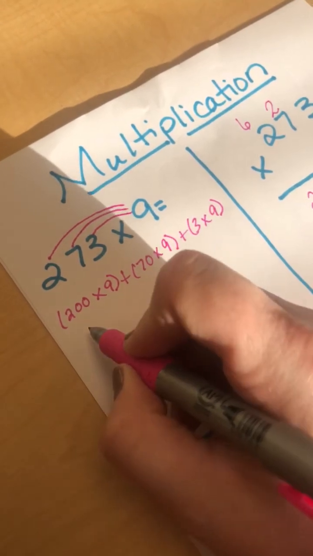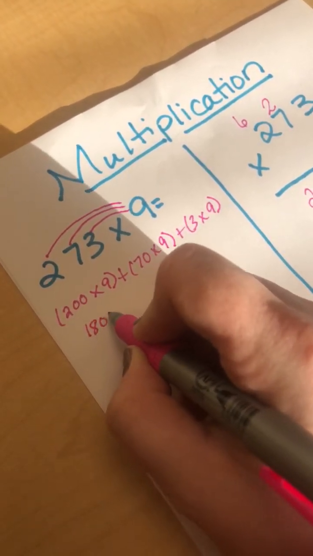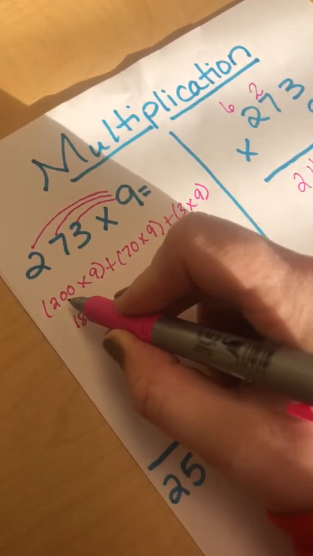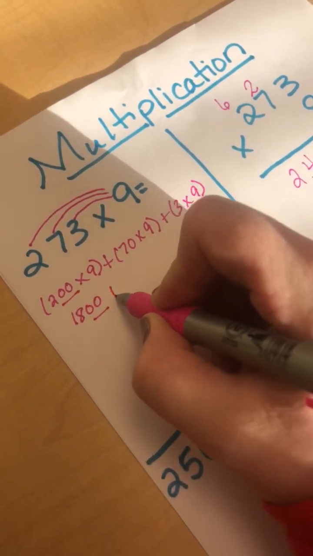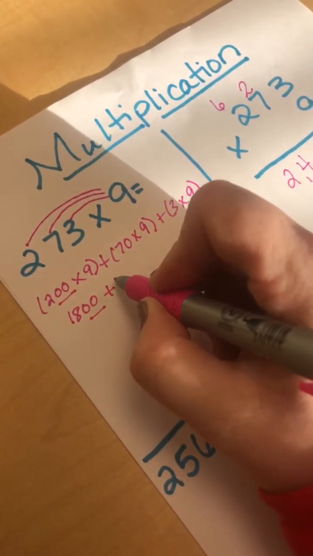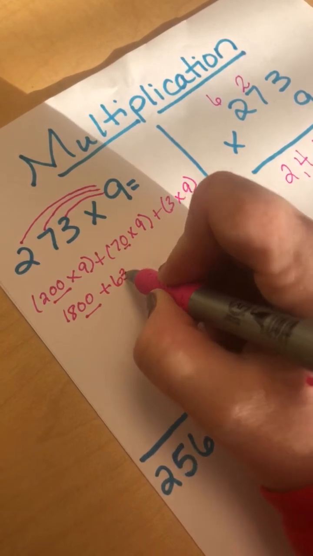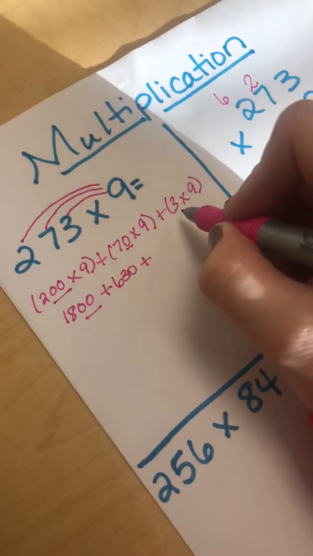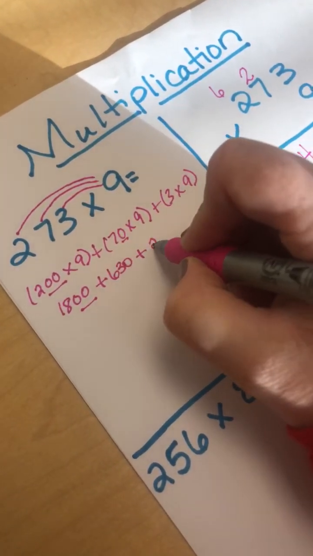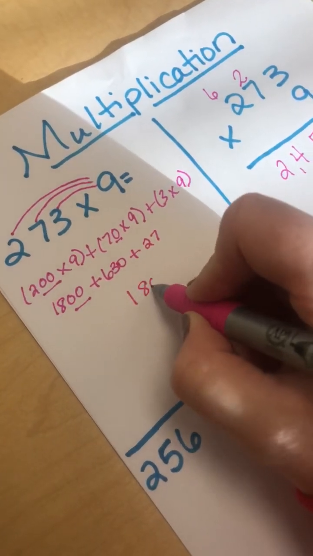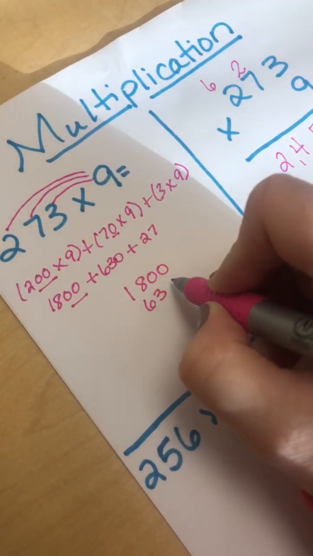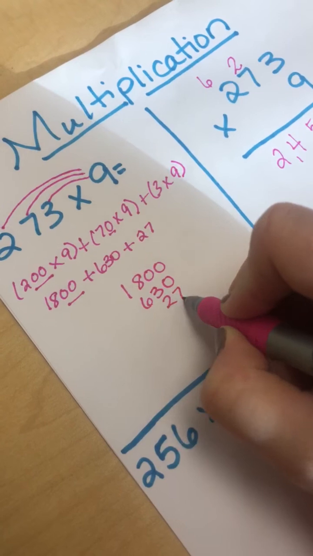All right, so 2 times 9 is 18, and then they know that because it's 200, we need the 2 zeros, plus 7 times 9 is 63 with the 0, plus 3 times 9 is 27. Then they simply add this up, and they're done.